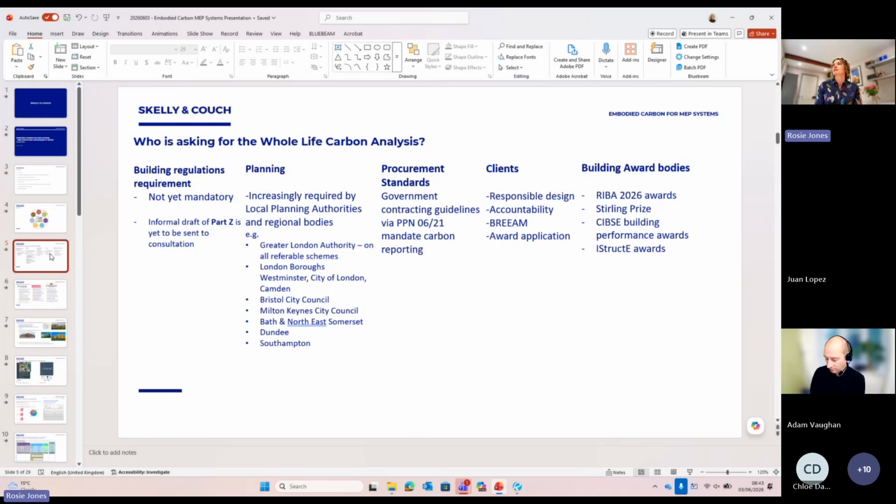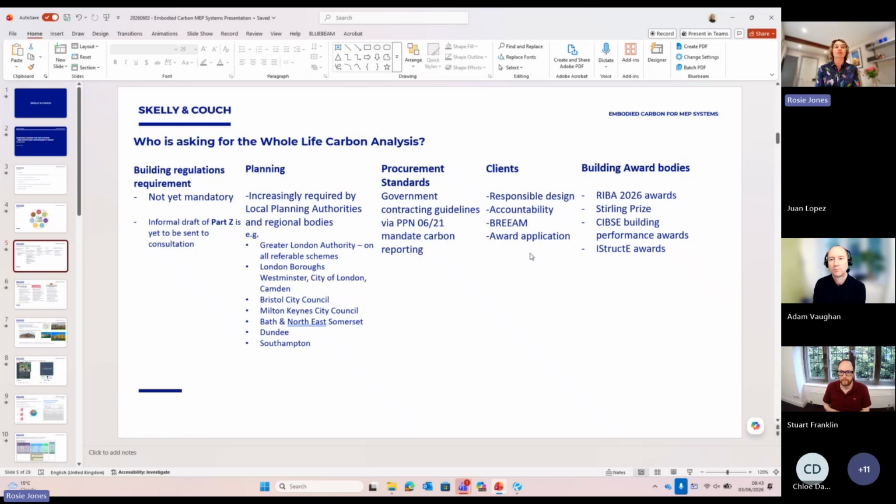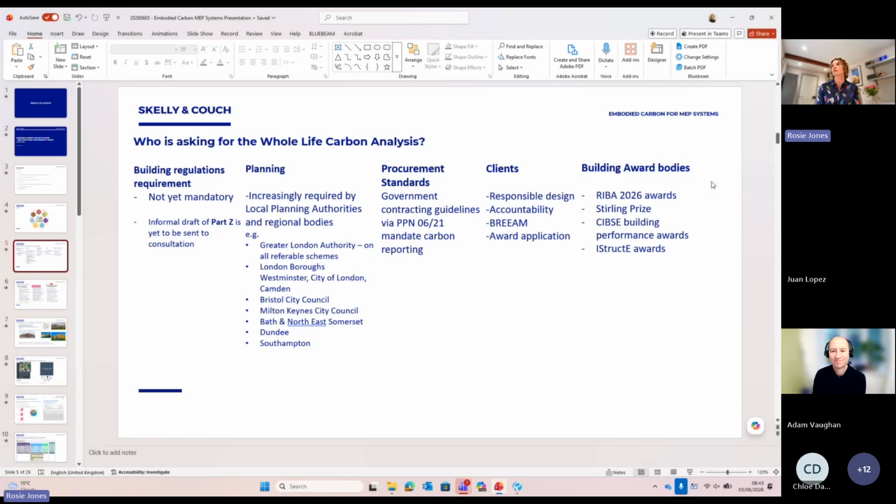Then the other driver seems to be that there are some procurement standards that are mandating carbon reporting, which I've had less personal experience of. And sometimes we get visionary clients that are requesting it, sometimes as part of their accountability, sometimes as part of the BREEAM assessments. And then, in exceedingly good news, the building award bodies are asking for it. Things like the RIBA awards, the Chartered Institution of Building Services Engineers and the Institution of Structural Engineers are beginning to ask for these embodied and whole life carbon assessments for their applications, which is definitely a good thing.